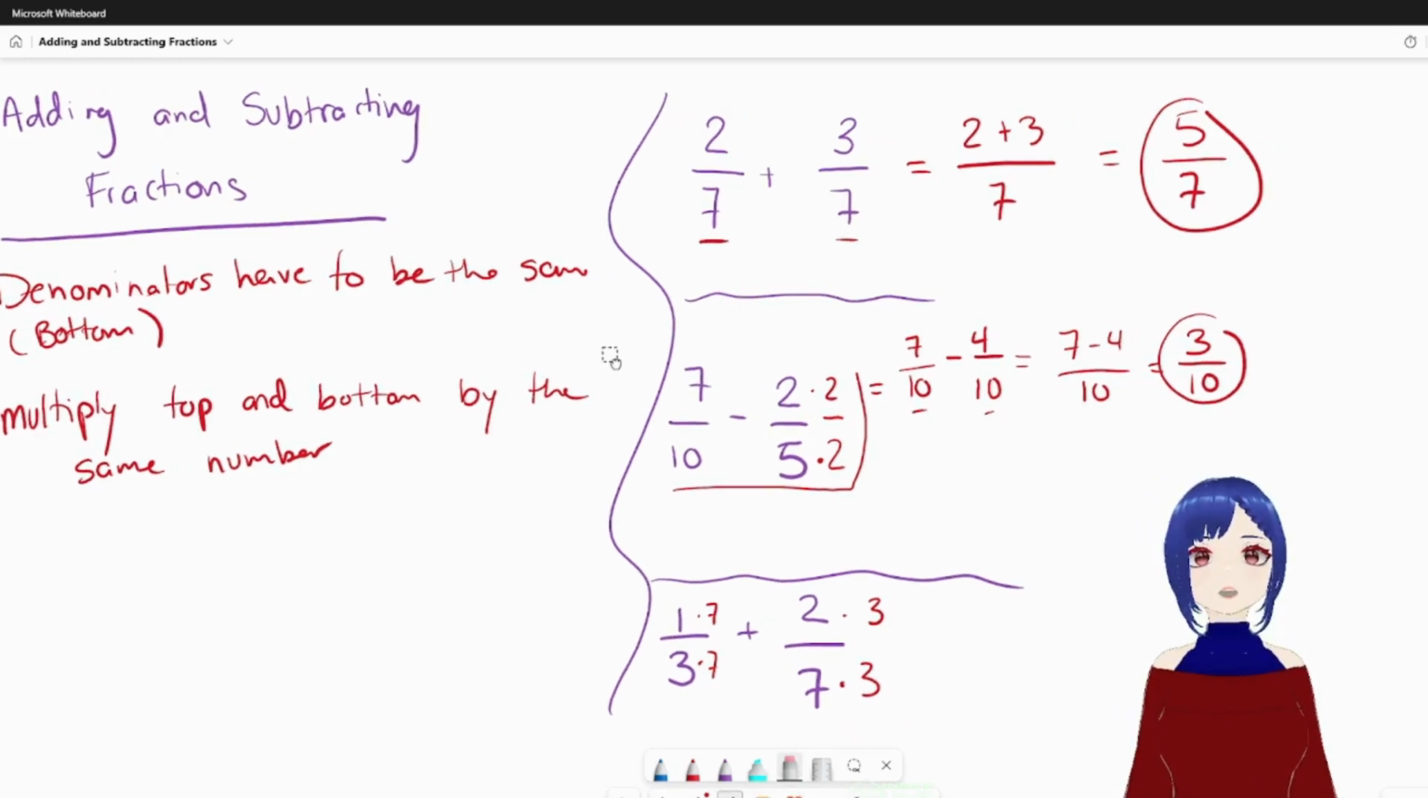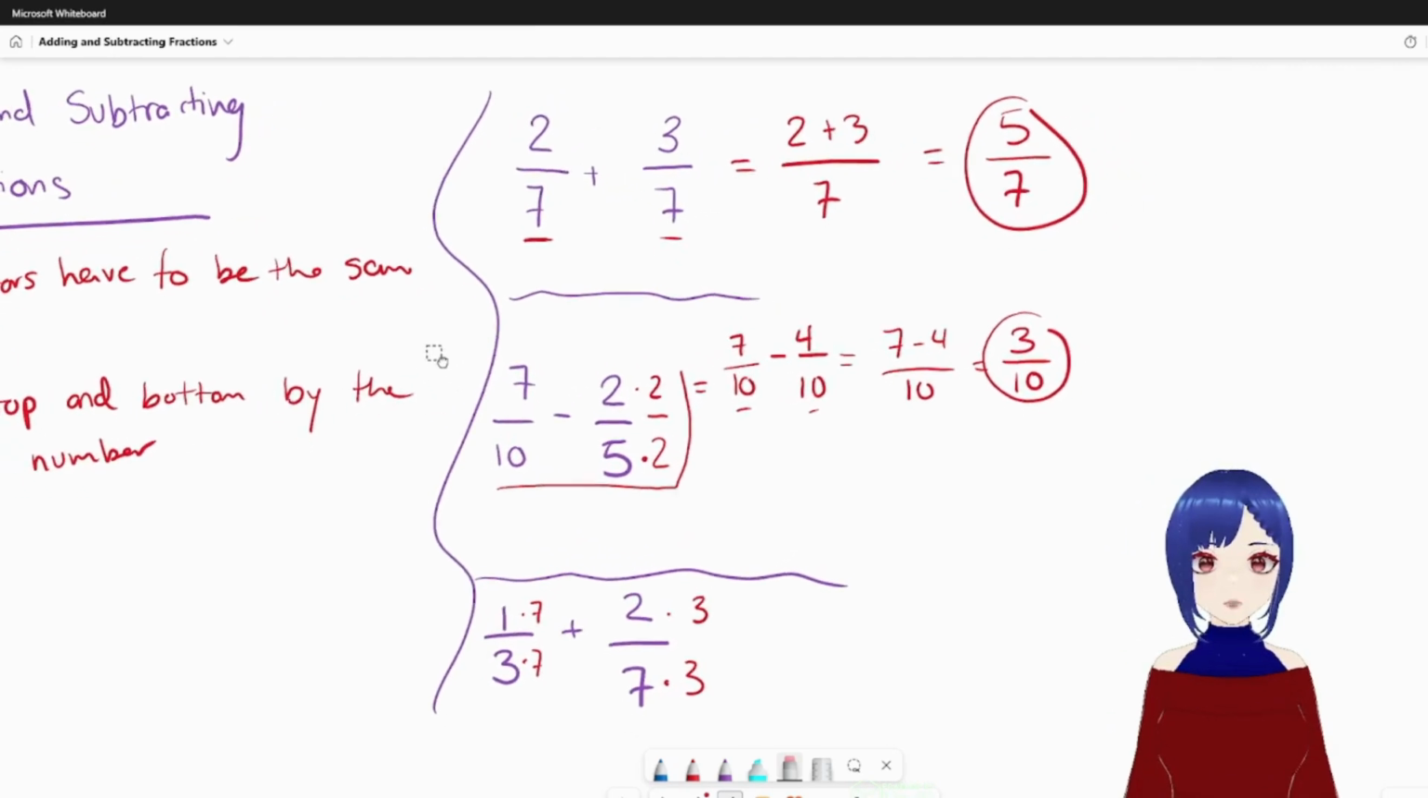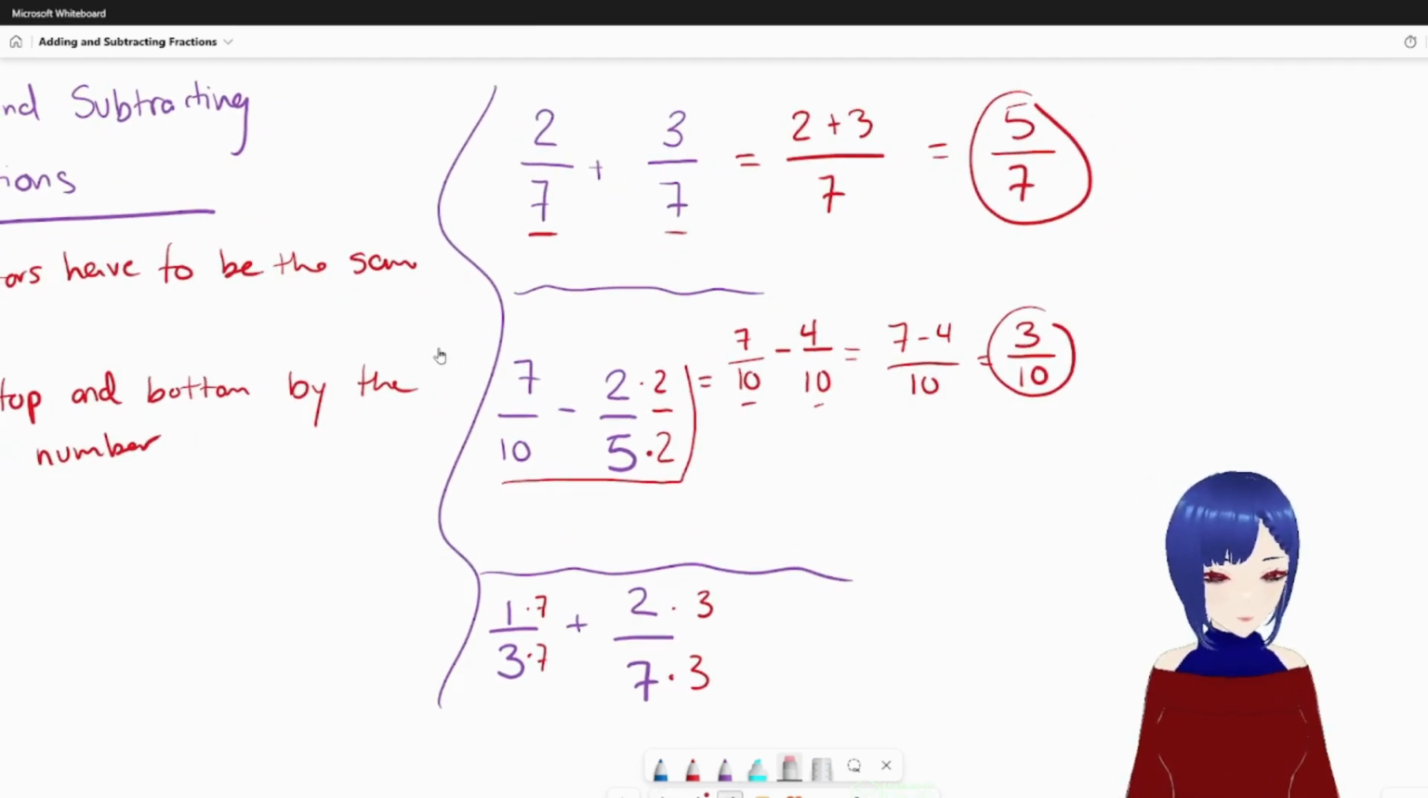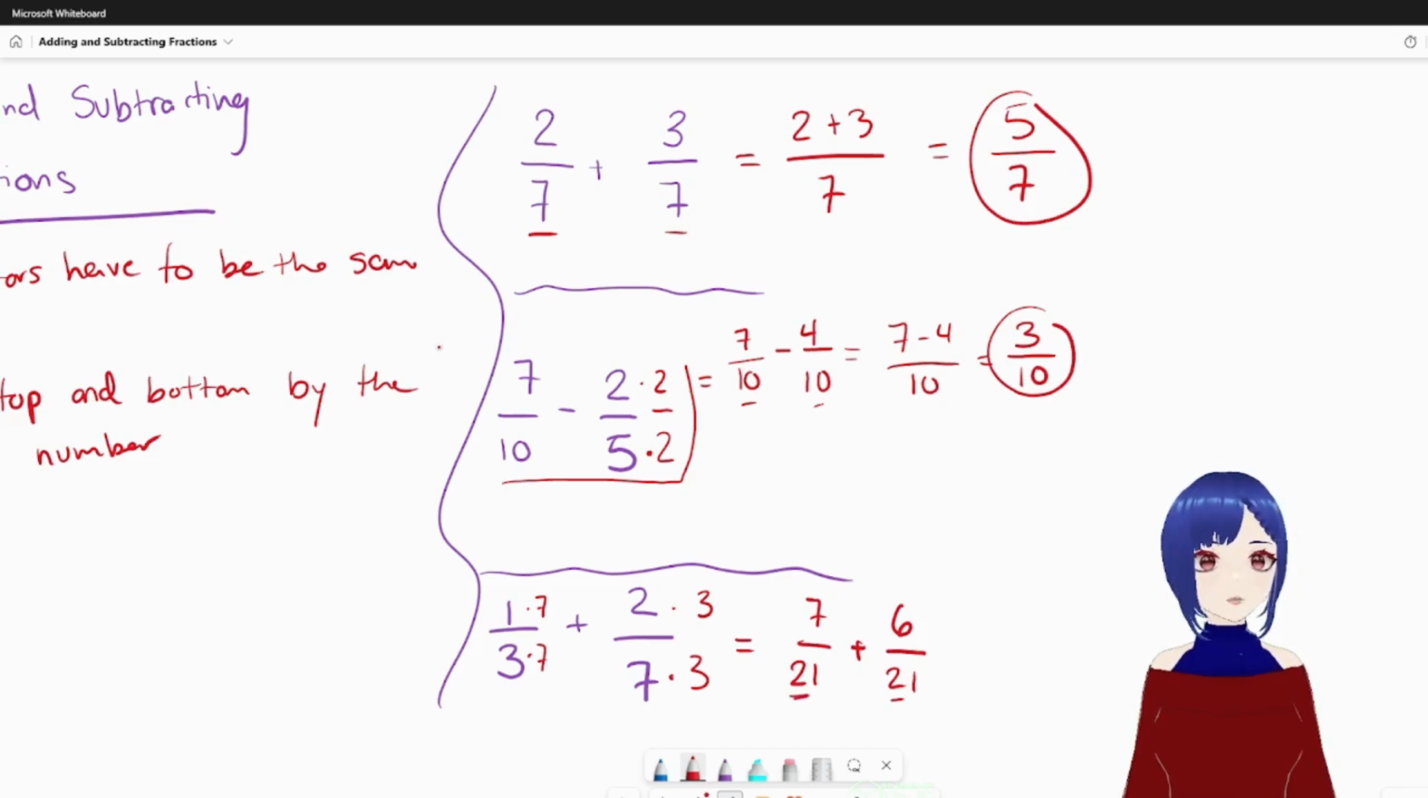I'm going to move this over a little bit so that we have the room. So that's going to turn into 1 times 7 is 7. 3 times 7 is 21. Plus 2 times 3 is 6. 7 times 3 is 21. So now we have both of them out of 21. They're both the same type of fraction.